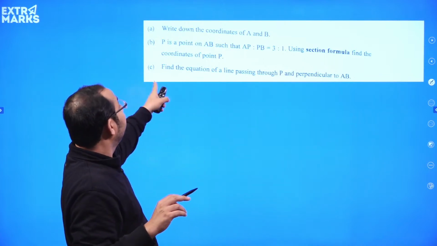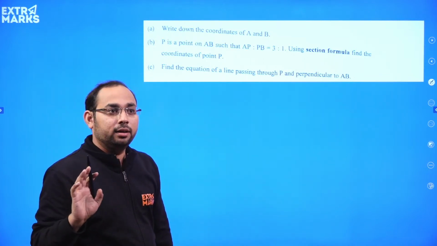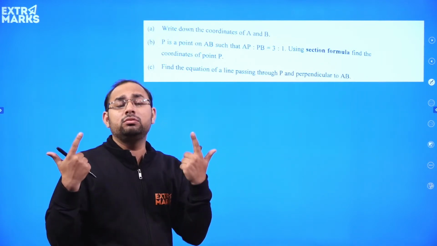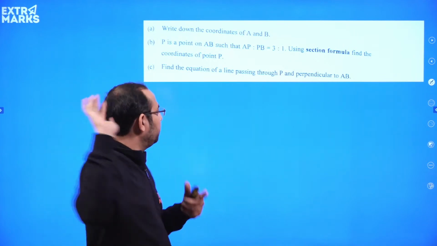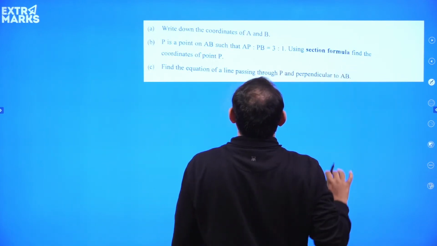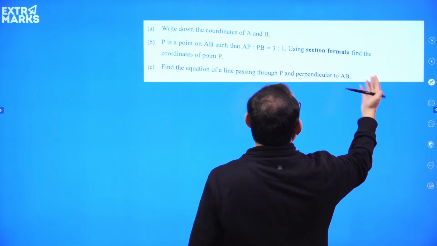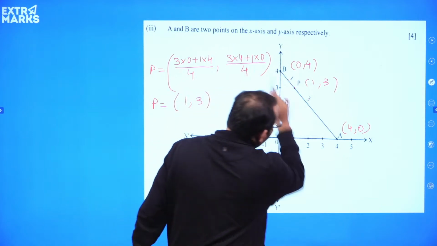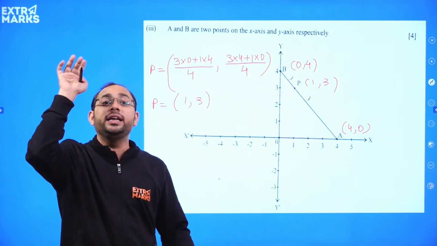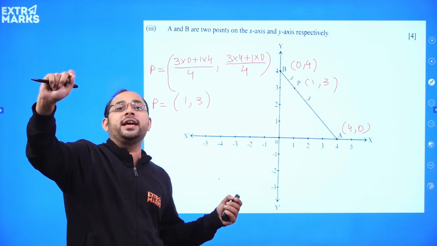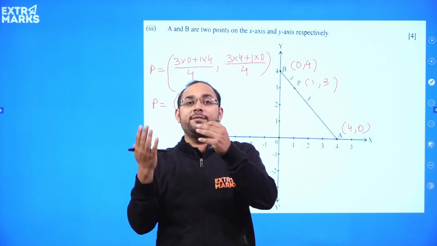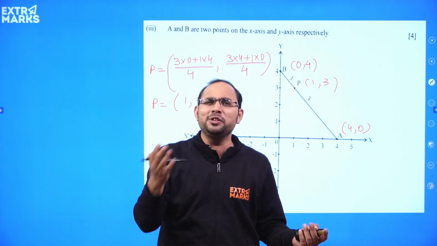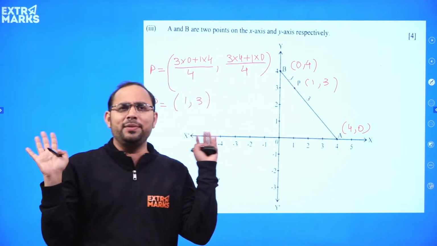Now last part, find the equation. Okay. Everything is going fine? Yes or no? All well? Find the equation of a line passing through P perpendicular to AB. Now what they are saying is the line is perpendicular to AB. So for this, first thing you need is the slope of AB. From there you can find the slope of a line perpendicular to AB. Simple as that. And then it is passing through P, so point slope form you can apply. Find the equation. Very simple.